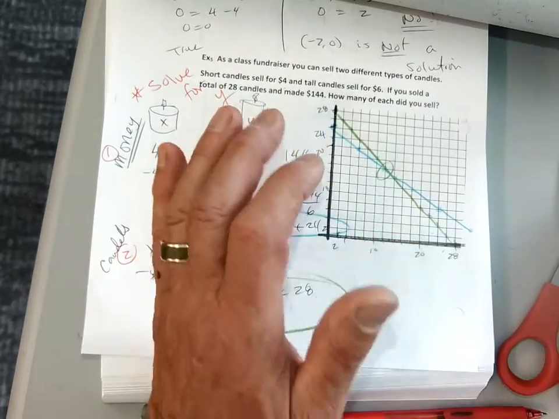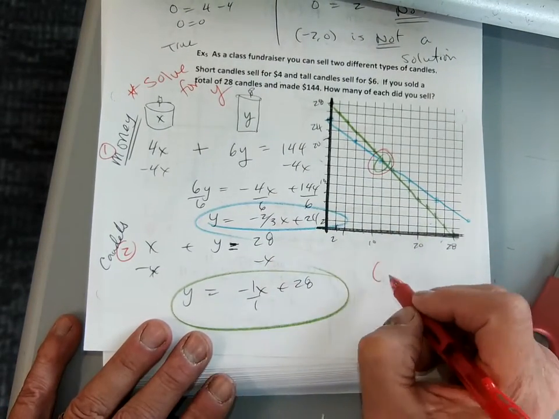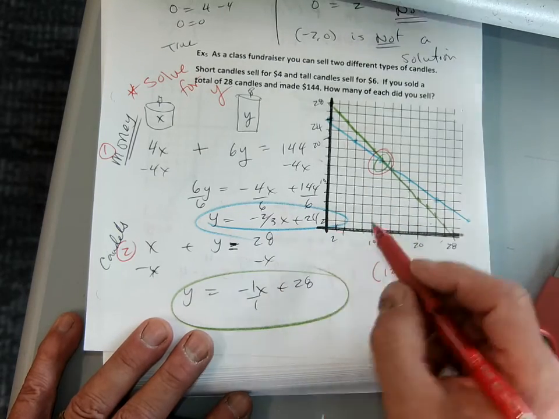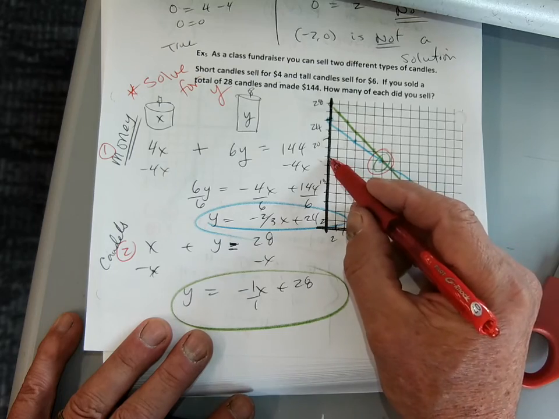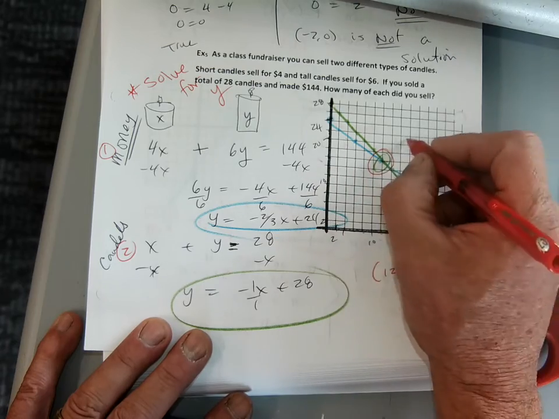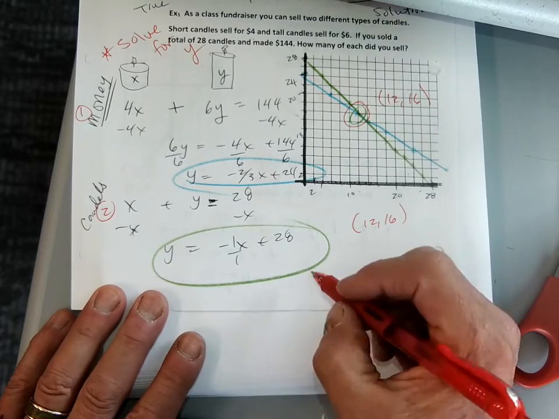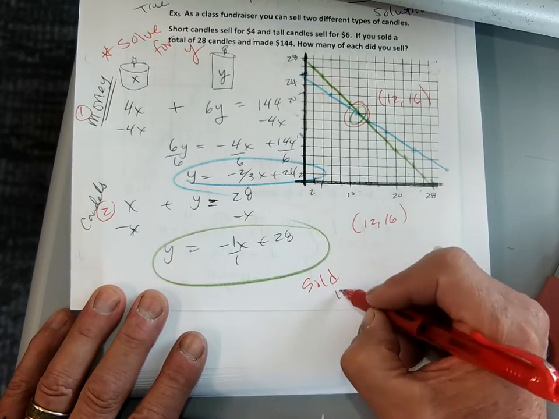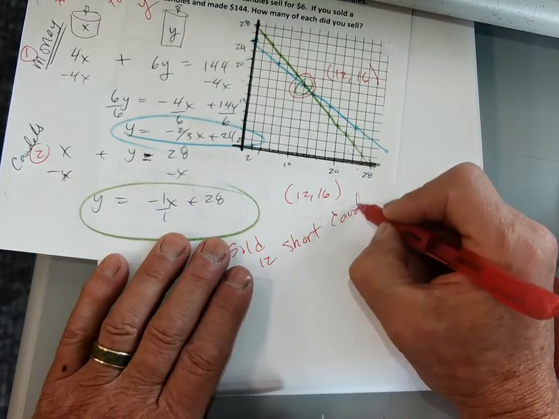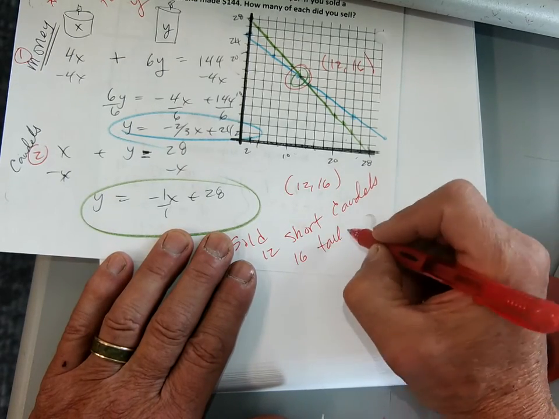Okay, so let's see what I got. I found the point of intersection. That's what I wanted. It's at 12 and, let's see, looks like 16, doesn't it? 2, 4, 6, 8, 10, 12, 14, 16. So it looks like it's at the point 12, 16. So here's what I know. I sold 12 short candles, and I sold 16 tall candles.